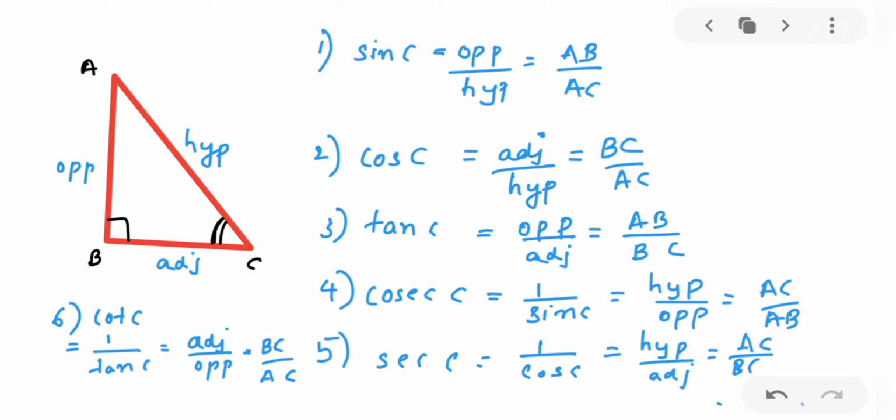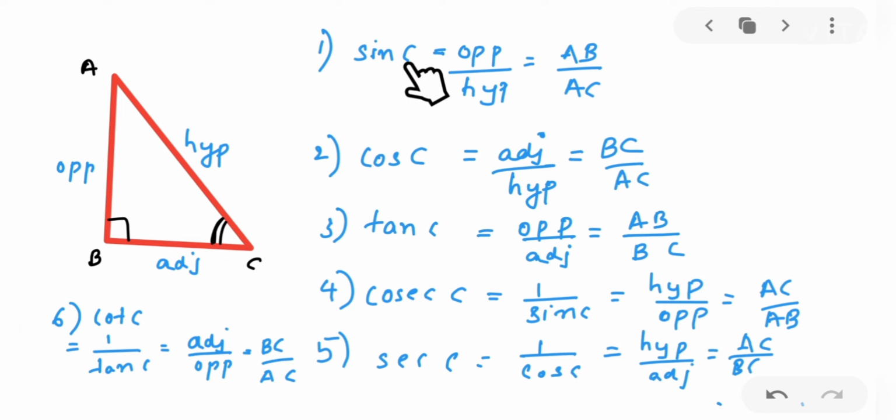Let us understand the formulas again by taking the other triangle. Let me take one more triangle ABC, but here let me change the reference angle. Let me take the reference angle as C. When I choose the reference angle as C, my opposite side becomes AB, the adjacent side becomes BC, and the hypotenuse is AC.